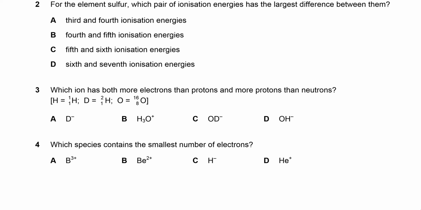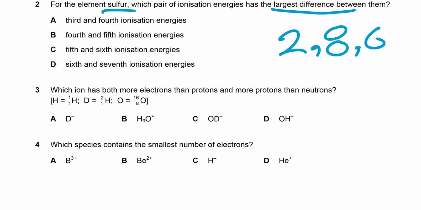Question number 2, for the element sulfur, which pair of ionization energies has the largest difference between them? That means you have a gap, and the gap always exists between 2 different energy levels, because here there is a large difference. So sulfur is in group number 6. That means there are 6 electrons in the outer energy level, and it's in period 3. That means you have 3 energy levels, so it's 2, 8, 6.